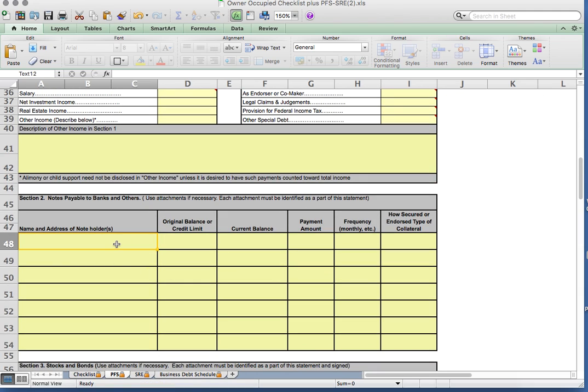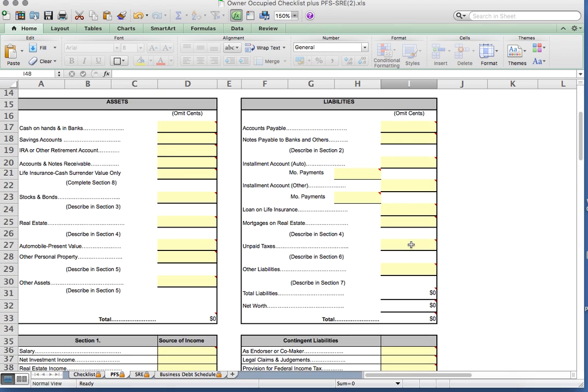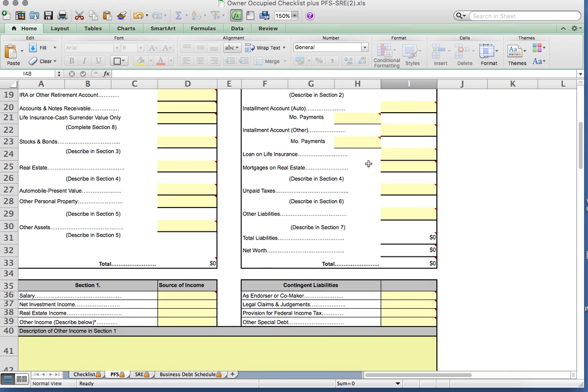The name and the address of the actual note holder. The original credit limit or balance. The current balance, the payment amount, and the frequency, if that's monthly or annual. And then is it secured by anything? Is there a piece of real estate, or is it tied to a car? So you'll make sure to put that there. An installment account for an automotive vehicle. So again, over here you have the actual automotive present value.